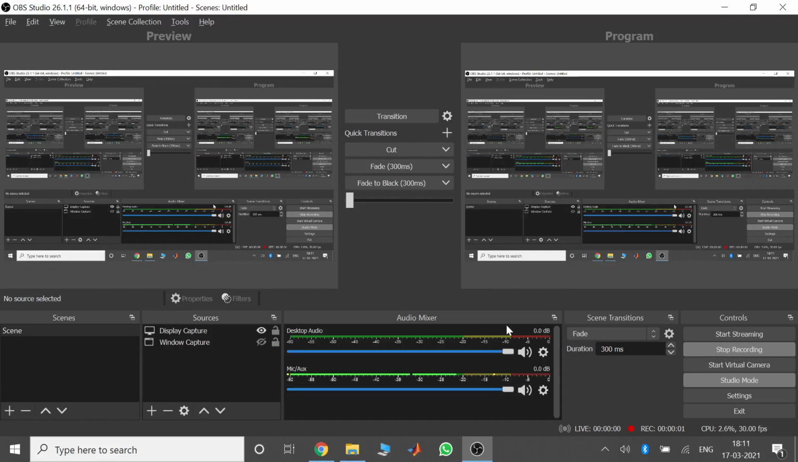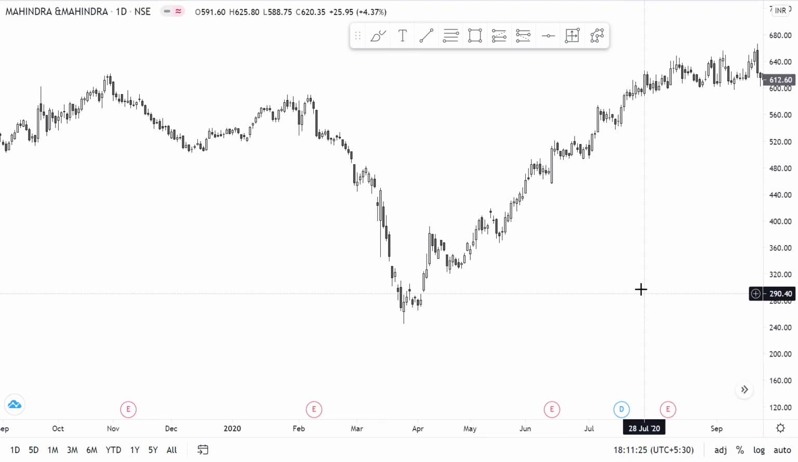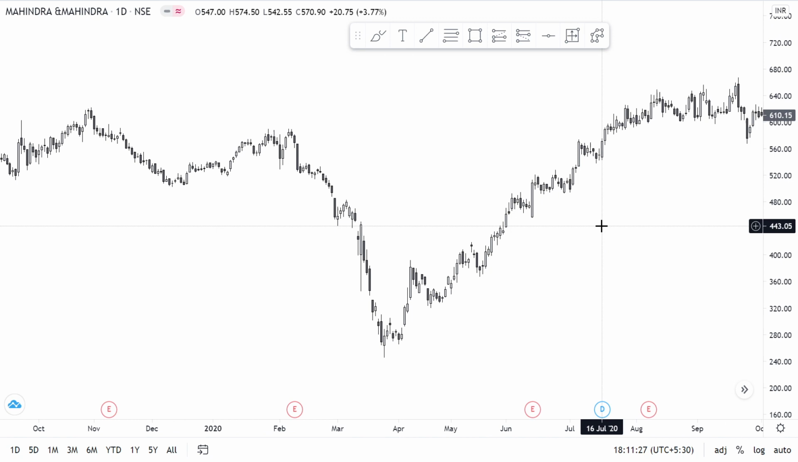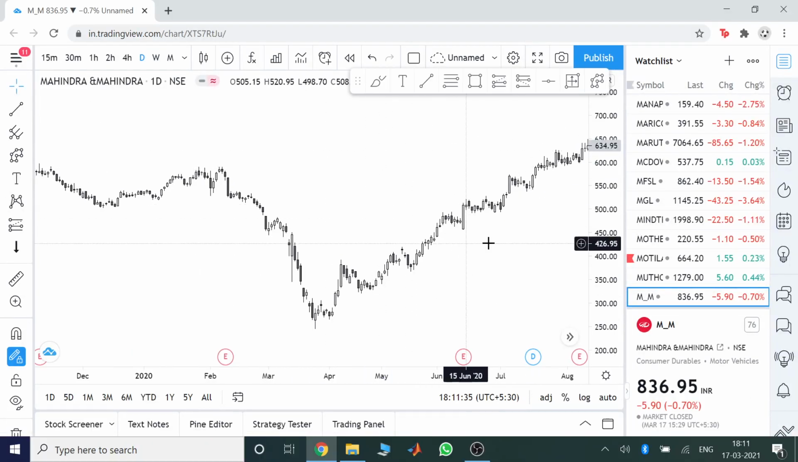Hello guys, today we have another educational video, and today we'll be learning about candlestick patterns and candlestick charts and how to read price and use them for trading. So here we have a candlestick chart of a stock, Mahindra and Mahindra, and this all of you would have seen anyway. So what is a candlestick?